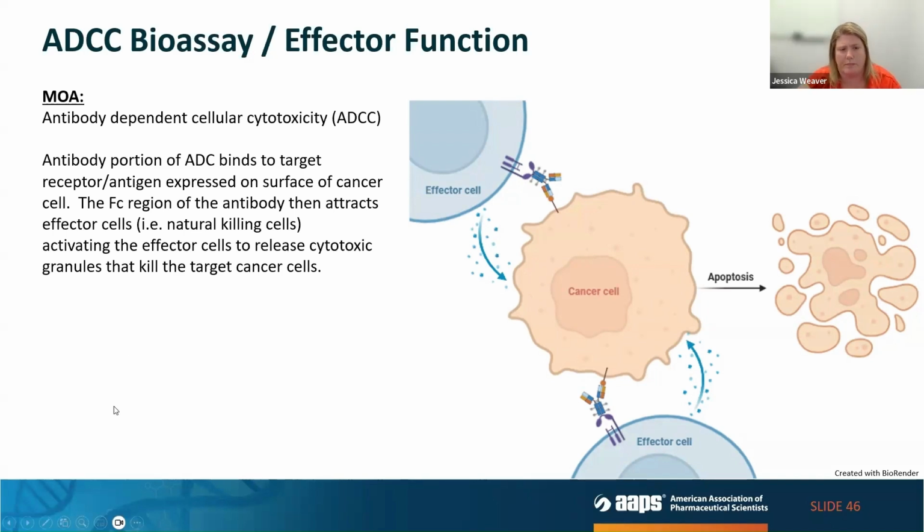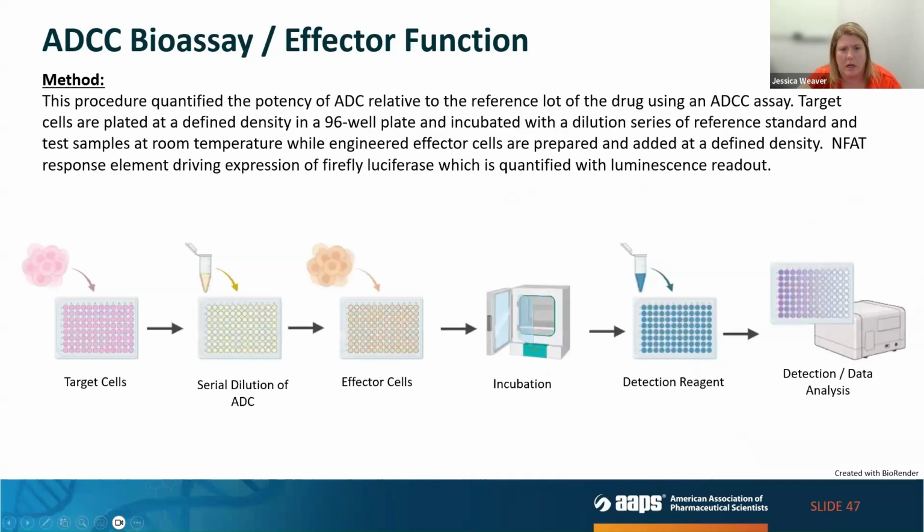In this case, the procedure that we qualified for the potency of an ADC has a reference lot, so it's a relative potency assay. We used target cells, once again serial dilution of the ADC, and we add an effector cell, so it is a dual cell assay. After an incubation period, we add a luciferase detection reagent, and we're looking at the NFAT pathway response to indicate that it's been triggered by the effector cells.